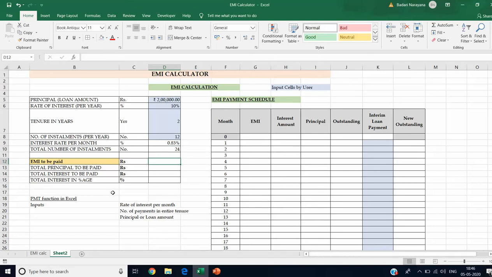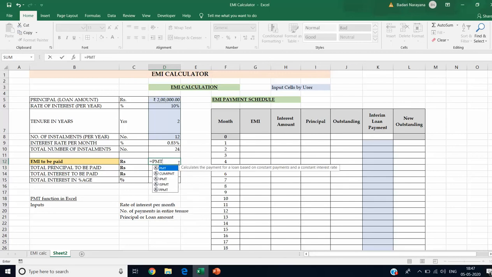So here let us learn a function in Excel which is called PMT function. I'm going to tell you how it can be used in order to calculate EMI, and this function requires three inputs. What is the rate of interest per month? Please note this is per month. Okay. And number of payments in the entire tenure, total number of payments in the entire tenure, and the principal amount, how much is the principal amount that you are going to think of. So I'm just going to calculate using this function, is equal to PMT bracket open.